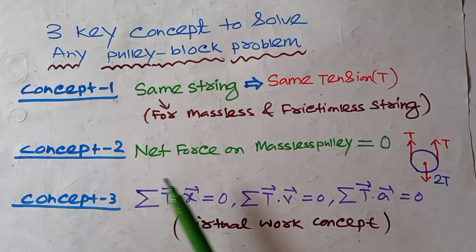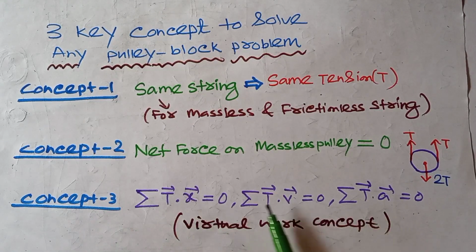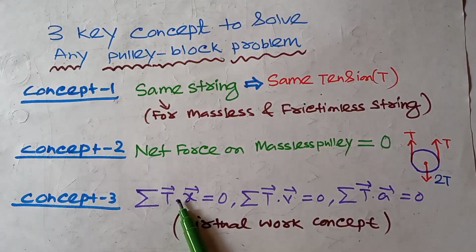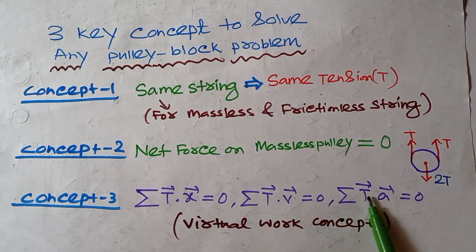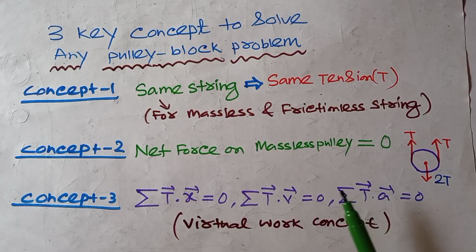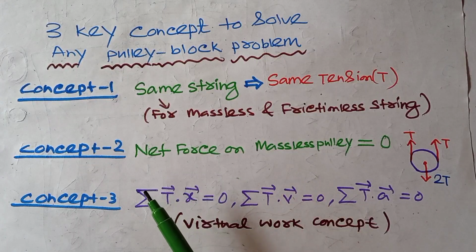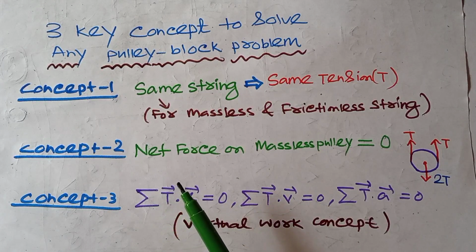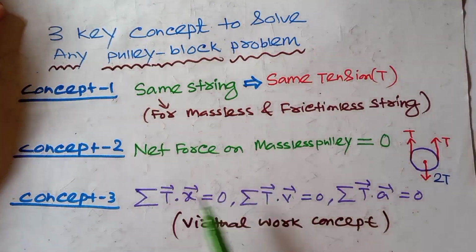This is concept number two, and here is concept number three, that is the virtual work concept. That is, the summation of tension dot x equals 0, or summation of T dot v equals 0, or summation of T dot a equals 0. These are the three very important concepts that you have to keep in your mind while solving any kind of pulley block problem. Let's apply these three concepts to solve this problem.